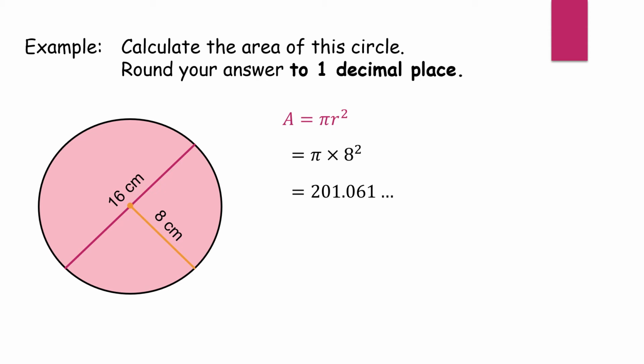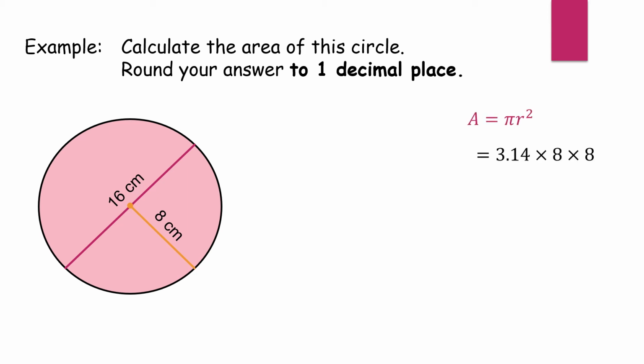So I'm going to round to 1 decimal place. I'm looking at the second decimal place, so I'm looking at the 6. That's telling me that I need to round the 0 up to a 1, so my answer will be 201.1 squared centimeters. If I don't have a scientific calculator, it's the same thing.